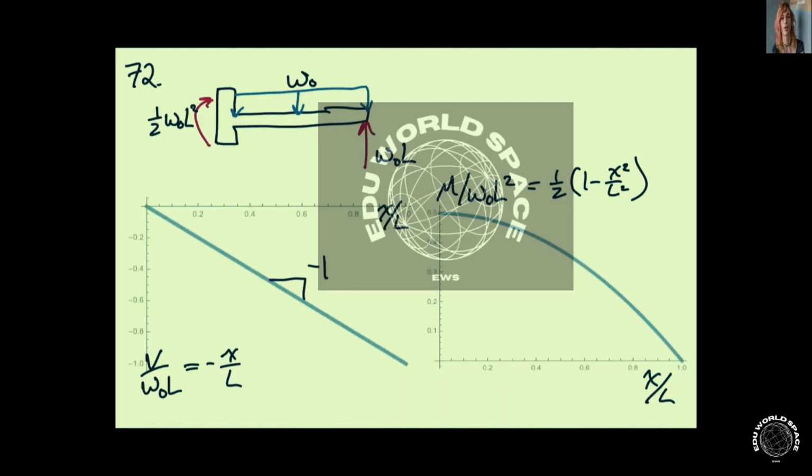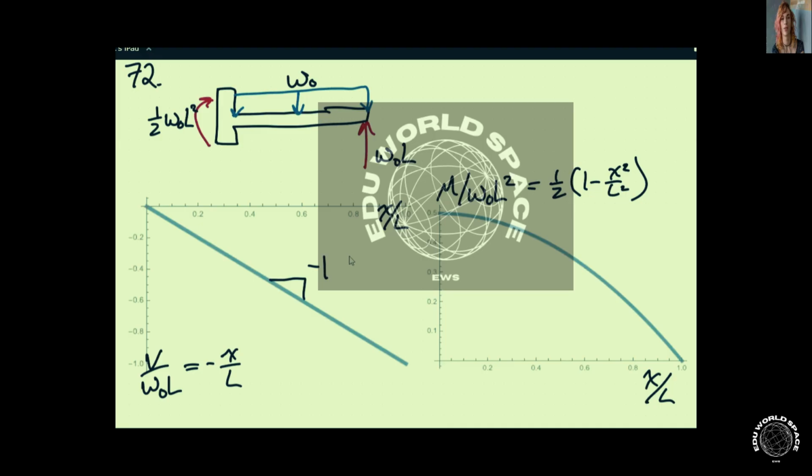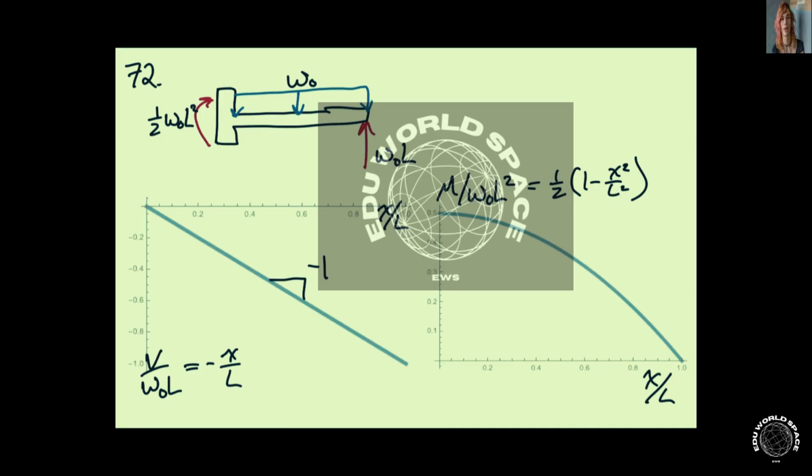In this problem, we have a beam that has a little bit of a unique support structure. On the left end, we have a system that allows the beam to slide up and down, but prevents it from twisting or bending at this point. So we have a zero slope.